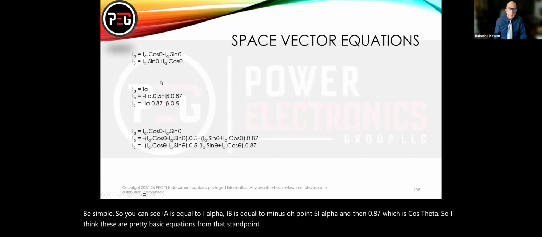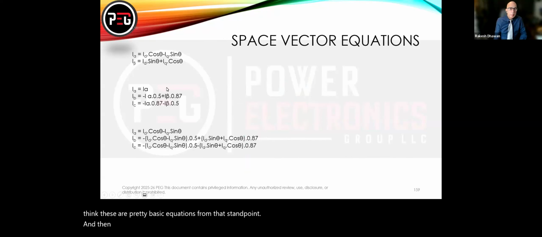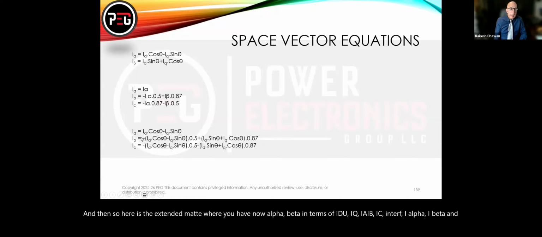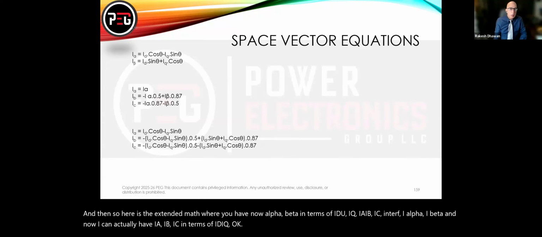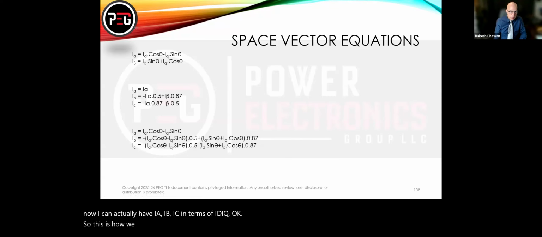And then, so here is the extended math, where you now have alpha beta in terms of ID, IQ, and IA, IB, IC in terms of I alpha, I beta. And now I can actually have IA, IB, IC in terms of ID, IQ. Okay, so this is how we can transform our three-phase into two-phase math. All right, so these are the fundamental equations from that standpoint.